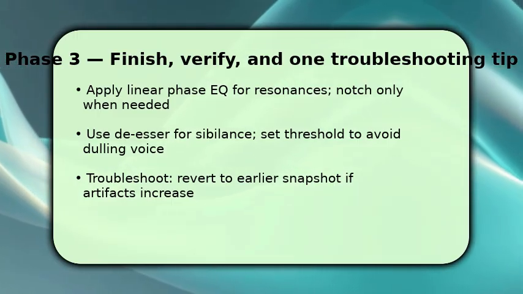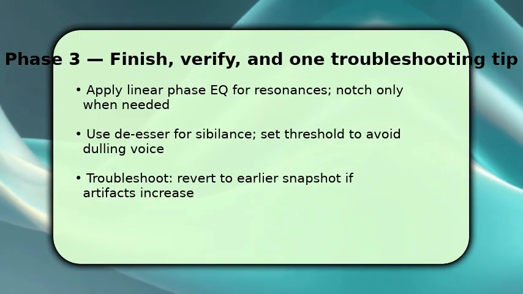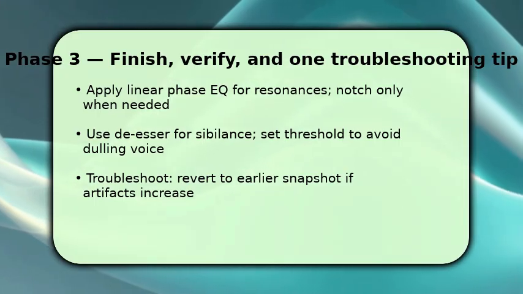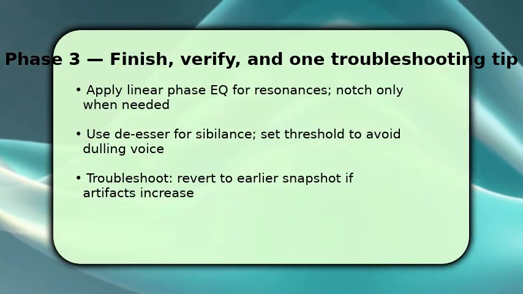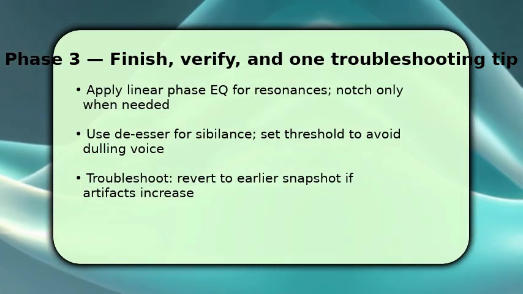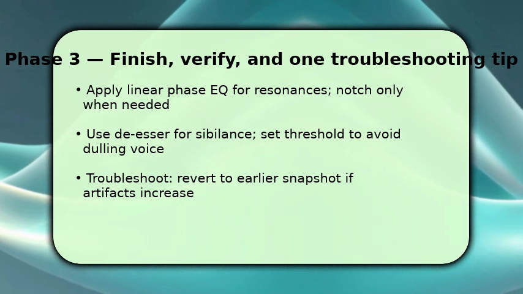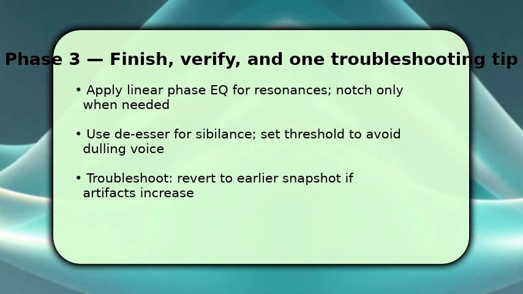If aggressive processing introduces swimmy artifacts, revert to the previous snapshot, reduce reduction amounts, and reprocess in smaller increments. This single troubleshooting tip saves a session and preserves natural sound.